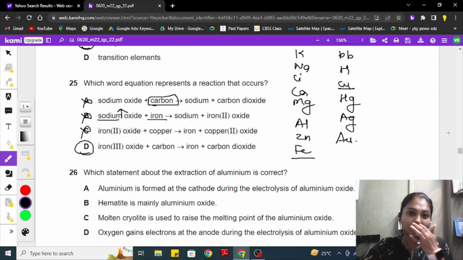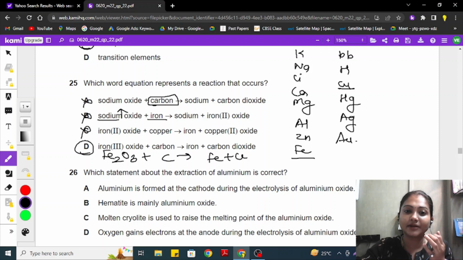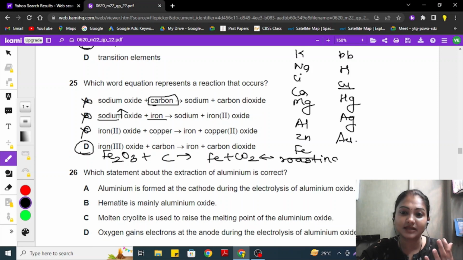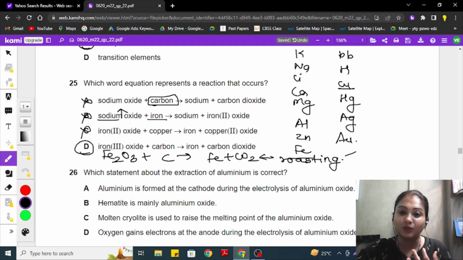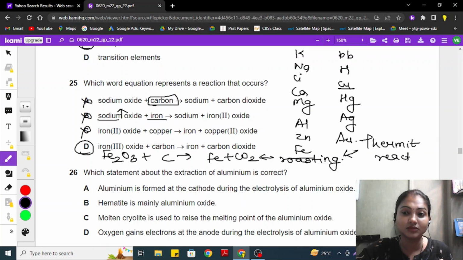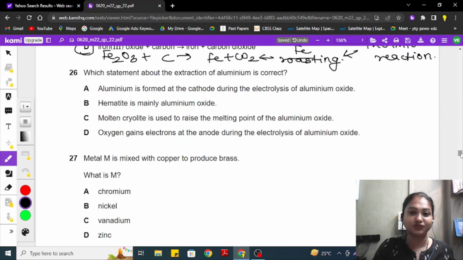The last equation is correct. If you see, iron oxide is reacting with carbon, forming iron and carbon dioxide. Now, if you go to the metal extraction chapter, we have a new concept there called roasting. When you take the oxides, you heat them with the help of carbon, and you get the metal, the extraction of metal. This is a medium reactive element. Okay. Now, this is the roasting method, and this reaction is also called the thermit reaction or thermal decomposition reaction, students. Okay. So let's move to the next question.